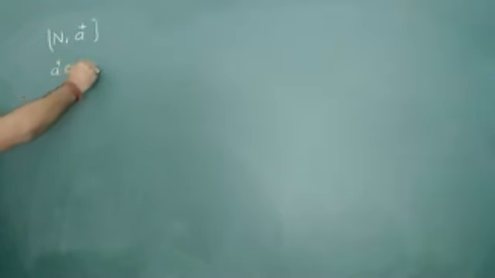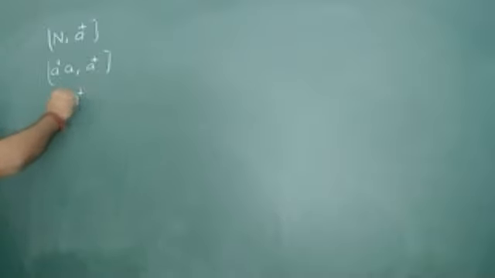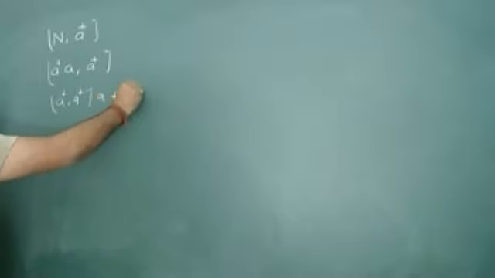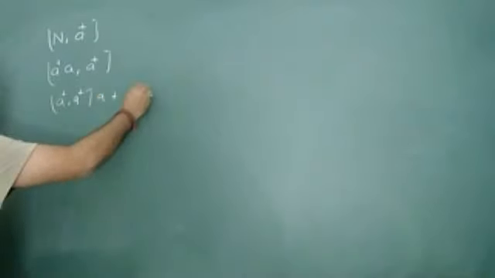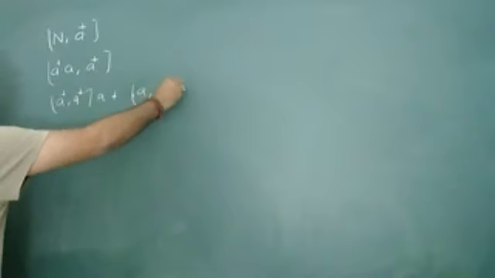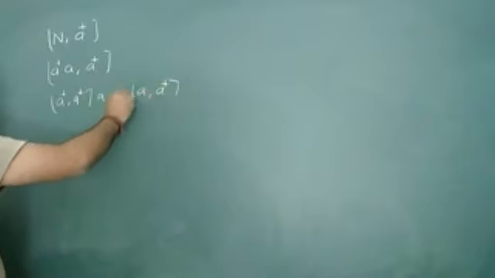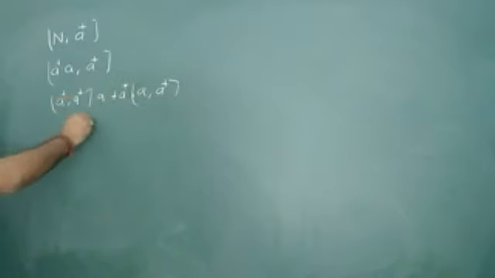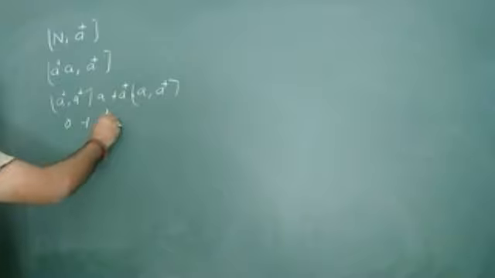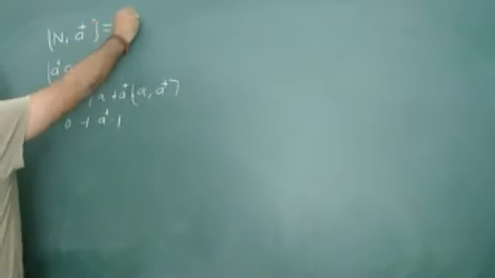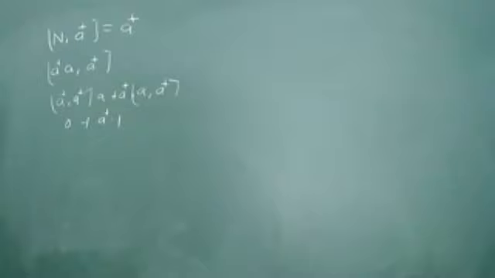So next we are talking about N and A dagger. What we have is the commutator of N with A dagger. Same method, repeating it again: we have A dagger A plus A A dagger, and you have A dagger here. So obviously this is 0 plus A dagger. The commutator is 1, so this value is equal to A dagger. You can just find this thing.